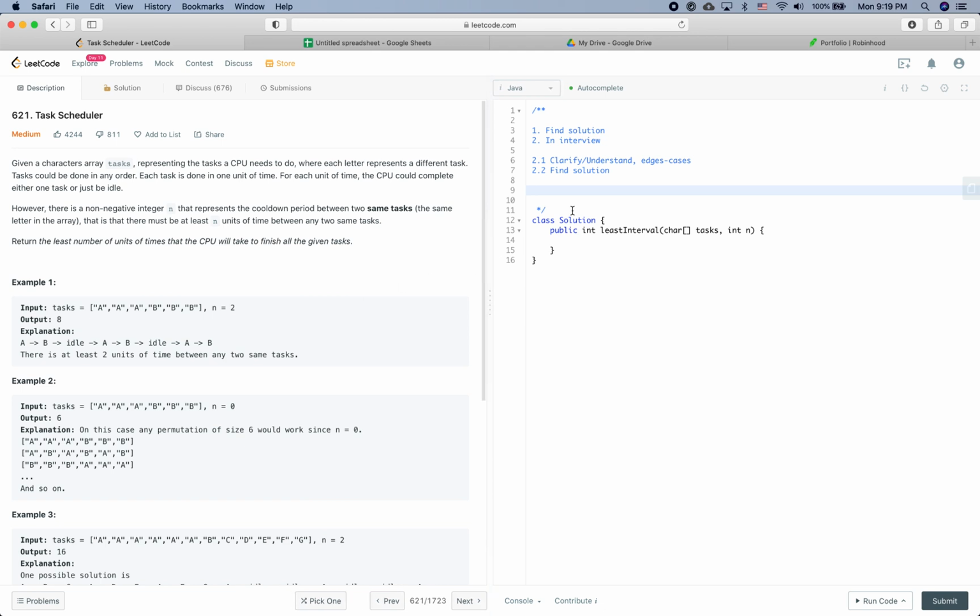I would say the first step, I think this is a greedy problem. We can use some greedy algorithm to solve this problem. So first of all, given all the tasks, we find the task that takes most of the time. So let me give an example.